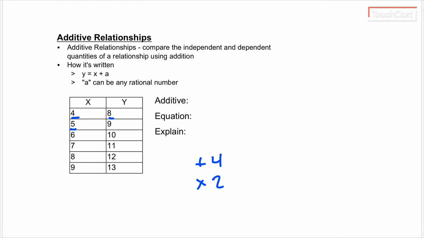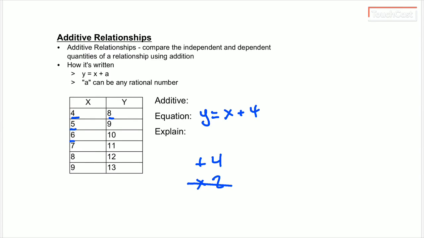5 plus 4 is 9. 6 plus 4 is 10. So that means that the multiplying by 2 option doesn't work, so we can get rid of that. So our equation is y equals x plus 4.